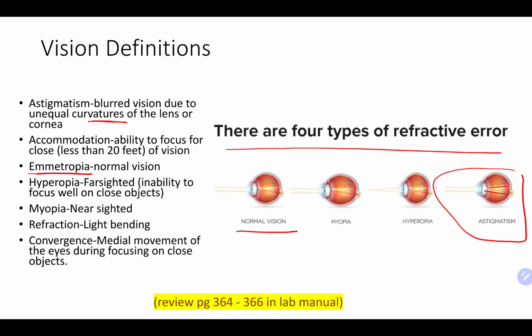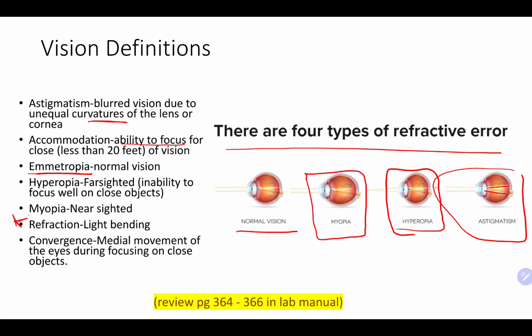We have accommodation. Accommodation just simply means your ability to focus on close-up objects. We have hyperopia, that we can see right here. That's going to be farsightedness. If you're farsighted, you have the inability to focus well on close-up objects, whereas myopia is going to be nearsightedness. It can happen in both eyes or one eye. For example, I have left eye myopia, so I'm nearsighted in my left eye, but my right eye is good.